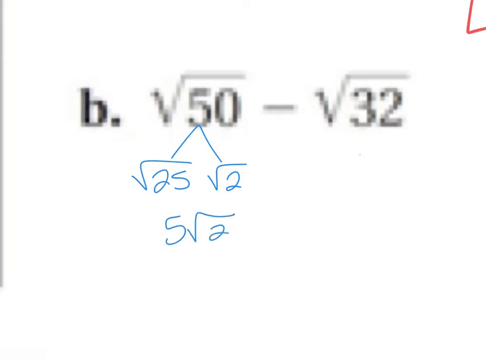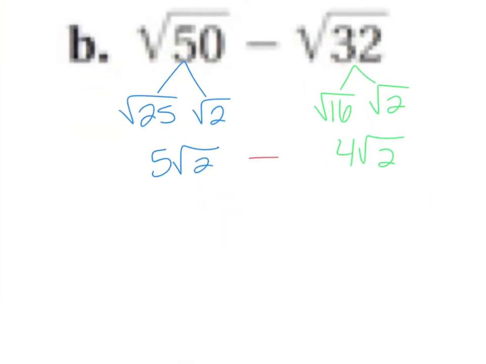Okay, now let's do the same thing with 32. Which perfect square goes evenly? There's more than one on this, but I'm going to pick the biggest one. Let's do 16 times 2. So that gives you 4 square roots of 2. All right, so now we have 5 square roots of 2 minus 4 square roots of 2. So now you just treat those square roots, since they're the same, like you would a variable. So this is going to be 1 square root of 2, or you could just say the square root of 2.